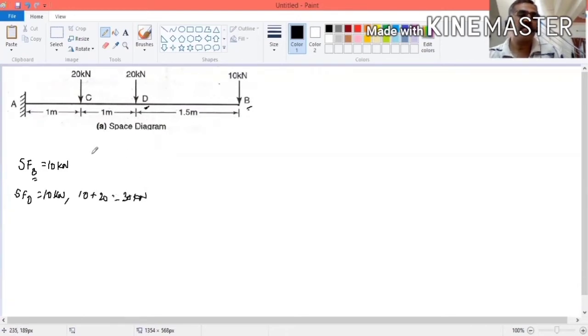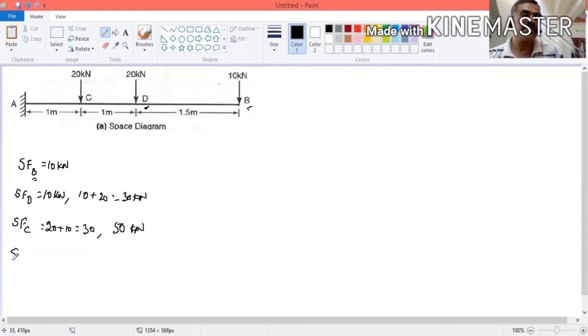Then shear force at C. Now you calculate the shear force without that load. How much is it? 20 plus 10, it is 30. Now you consider this load also. Considering this, what will be the shear force? Already it is 10 plus 20, then 20. So it is 50 kilonewton.